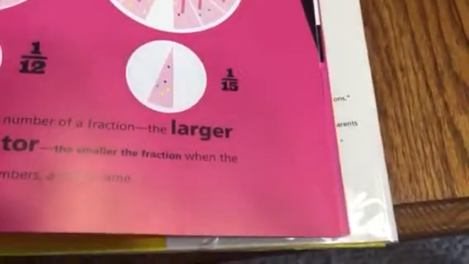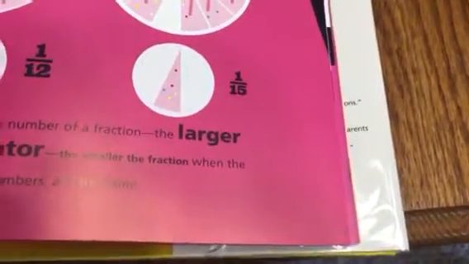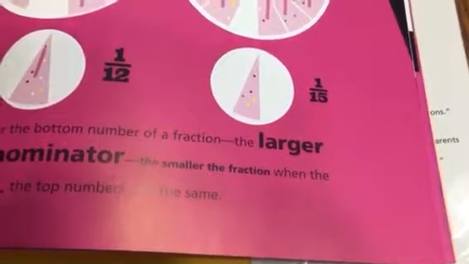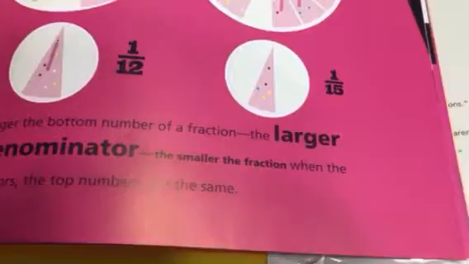The larger the bottom number of the fraction, the larger the denominator, the smaller the fraction, when the numerators, the top numbers, are the same.